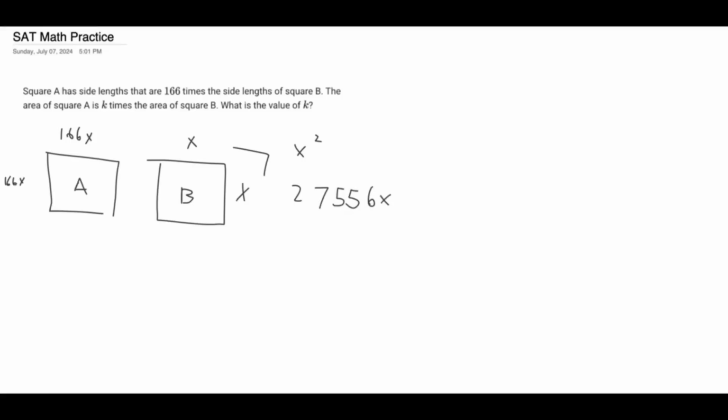That's going to give us 27,556x squared. All right, so now we want to compare these two numbers, right? Because this is the area of square B, and the one on the bottom is the area of square A. So how can we compare? Well, we can just plug in a random value for x. So let's say the side length of B was 1, right? Then we would get 1 squared, which is just 1. And since 1 squared is 1, the bottom part is just equivalent to 27,556.